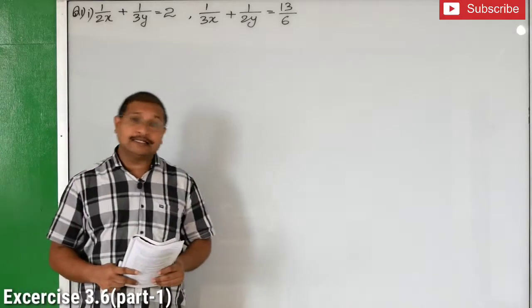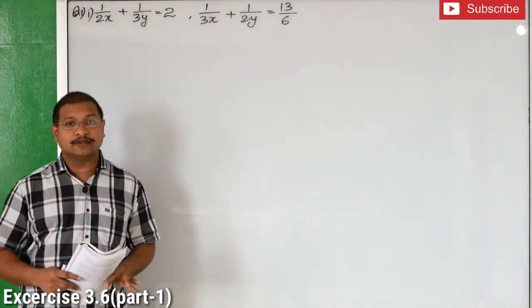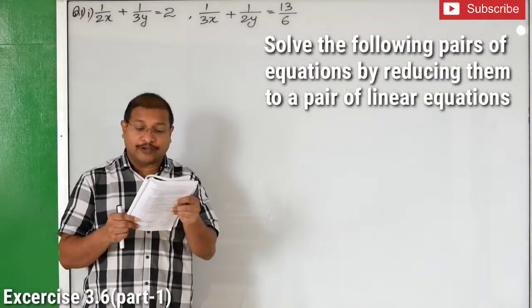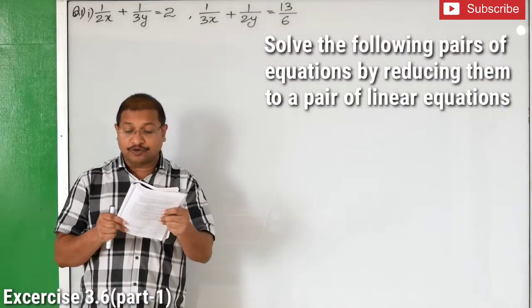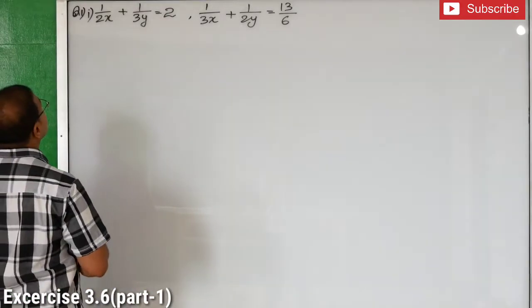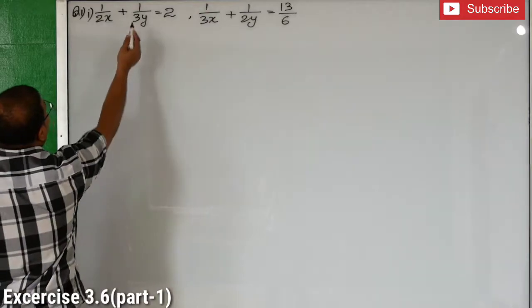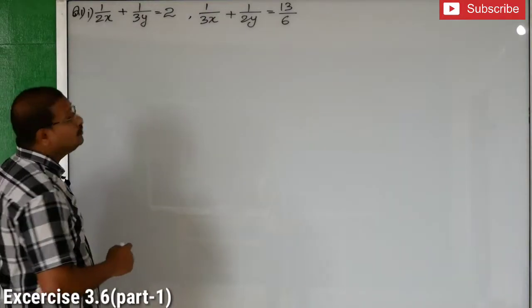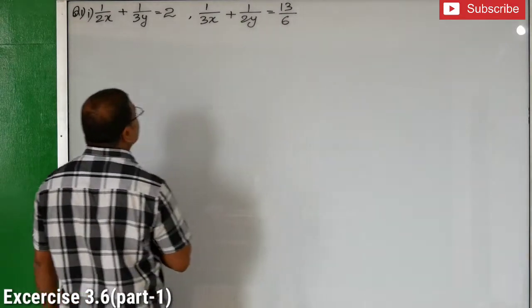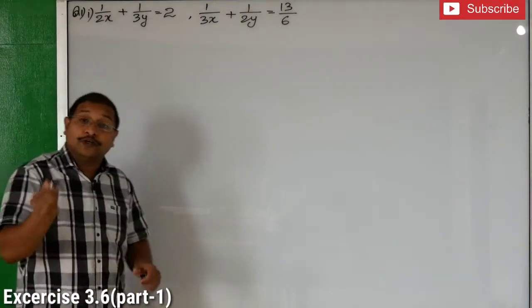Hi students, let's see exercise 3.6, question number 1. I'll read the question once. Solve the following pair of equations by reducing them to a pair of linear equations. I'll read the equations once. 1 by 2x plus 1 by 3y equals 2 and 1 by 3x plus 1 by 2y equals 13 by 6. First, what do you want to do?